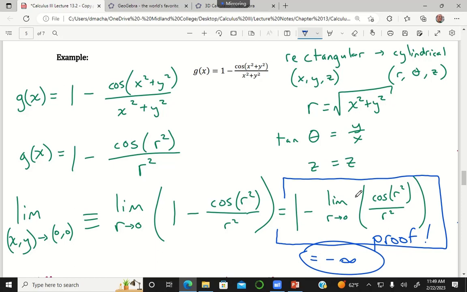But if this function were instead cosine of x plus y, now you can't really switch to cylindrical coordinates because you don't get nice clean functions of just r. The deal here is you have to be able to make the substitution and have a function of just r, and then take the limit as r approaches 0. So there are only a few cases where that's useful, but where it is useful, it's really powerful.